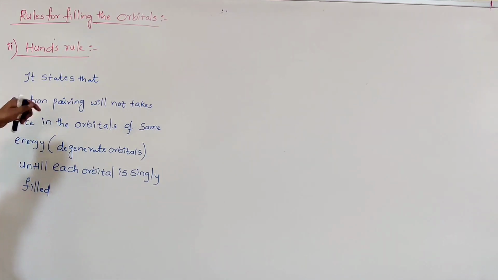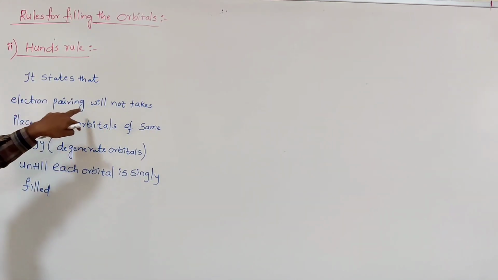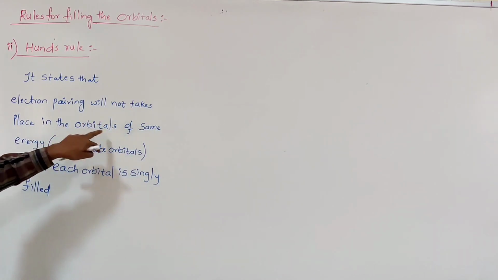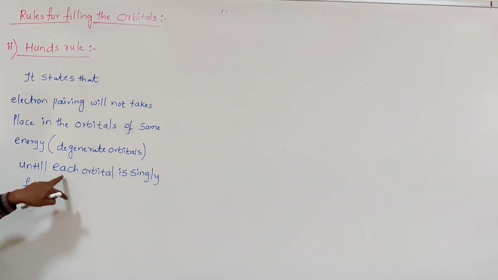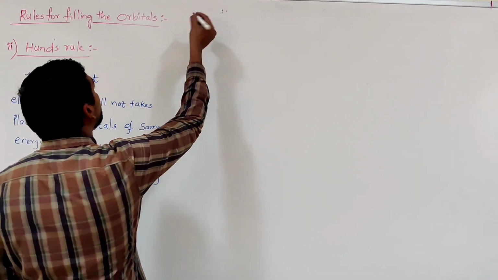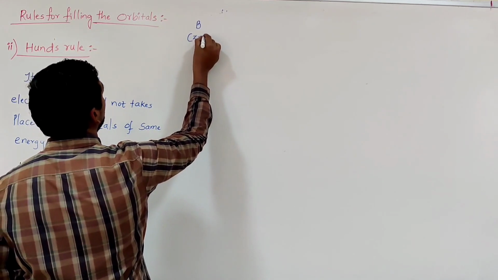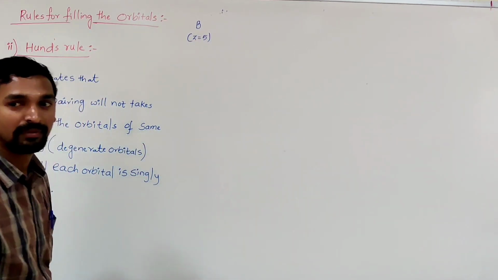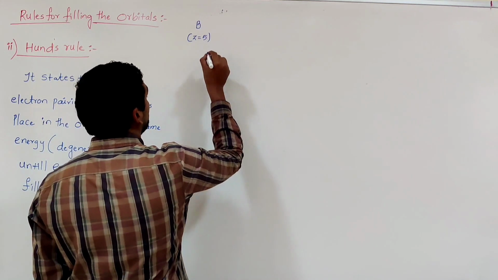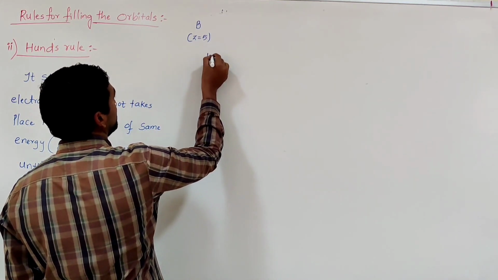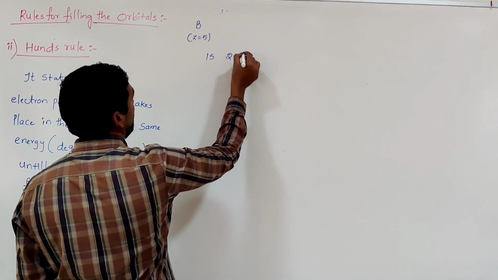The third rule we use for filling the orbitals is Hund's rule. This rule states that electron pairing will not take place in the orbitals of the same energy until each orbital is singly filled. What do you mean by this? For example, take boron. The atomic number of boron is 5, so 5 electrons. First, which one is lowest in energy? 1s. After that, 2s. After that, 2p.